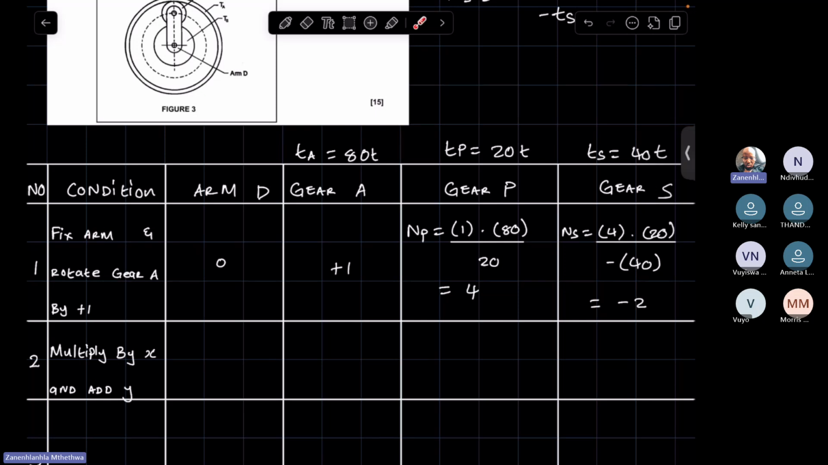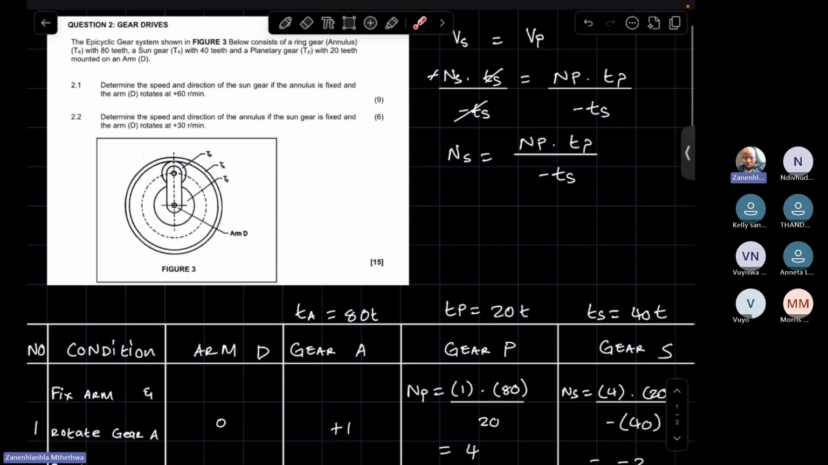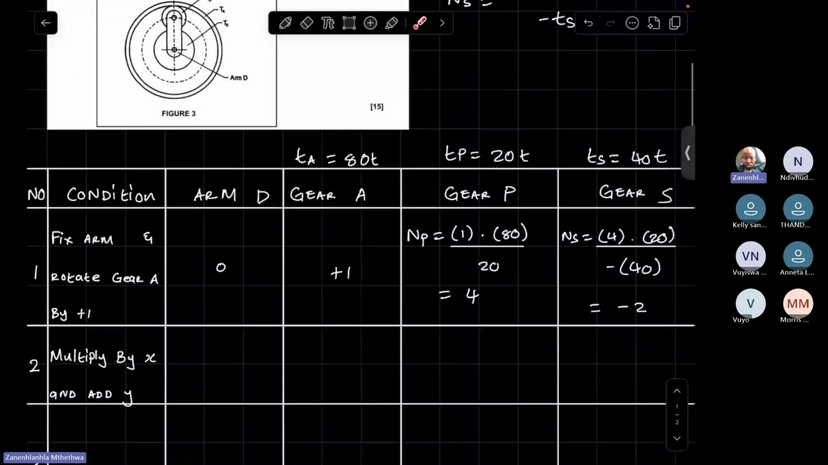Right. So when the arm is fixed and the annulus is rotated by one revolution clockwise, for this case, the planetary gear rotates at 4 revs per minute clockwise, and the sun gear rotates at 2 revs per minute anti-clockwise. Any questions? That is how you complete the first condition. That's the easiest way of completing the first condition.